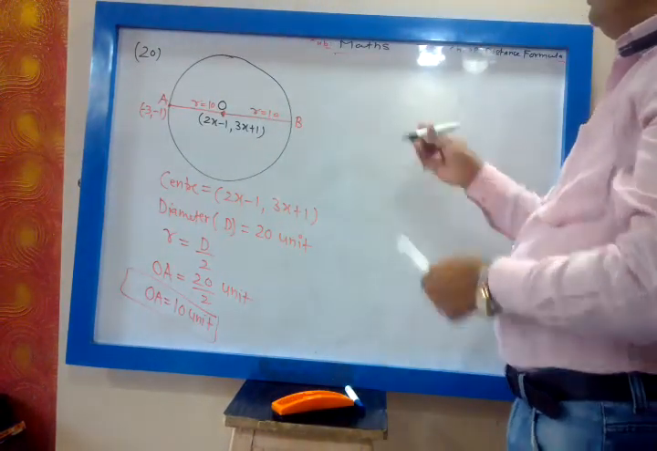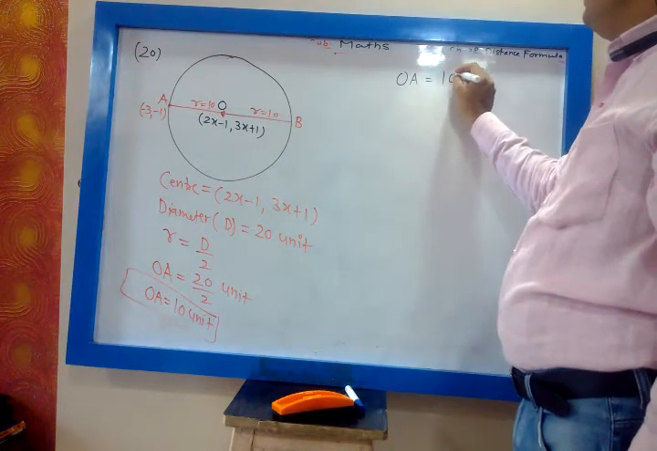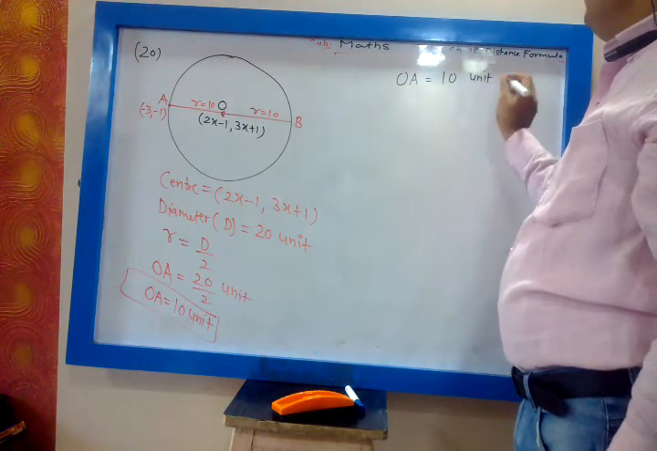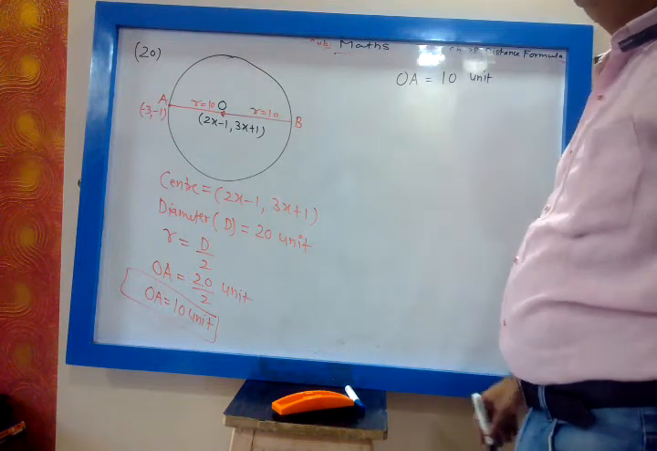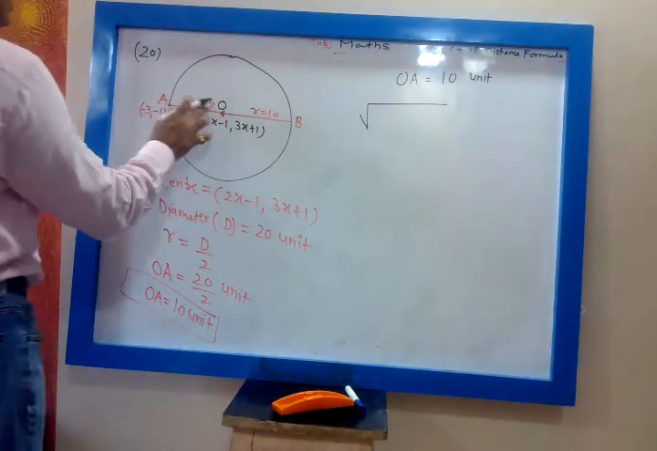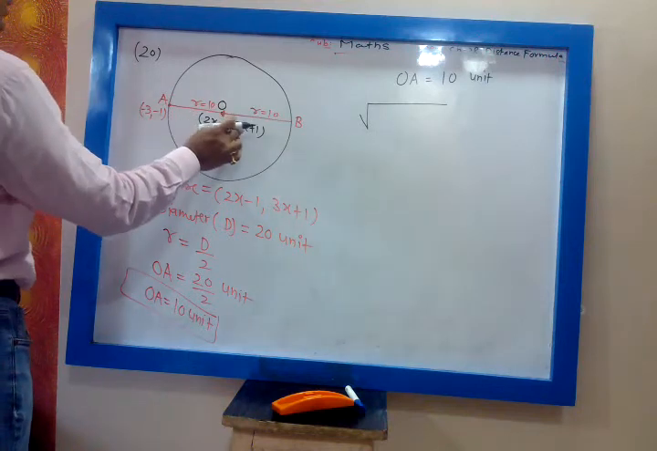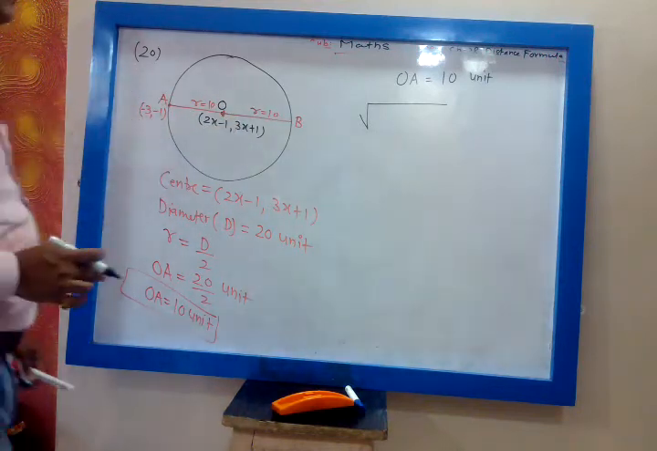Okay. So we write OA is equal to 10 units. But by the distance formula, what will be OA? Consider O and A and apply the distance formula, that is square root of (x2 minus x1) square plus (y2 minus y1) square.